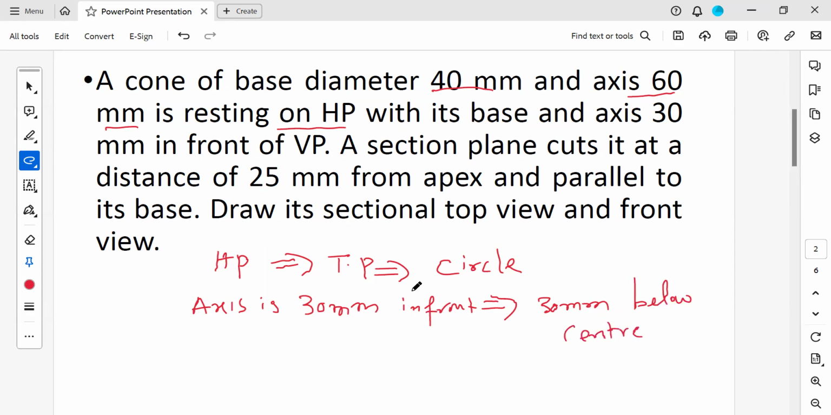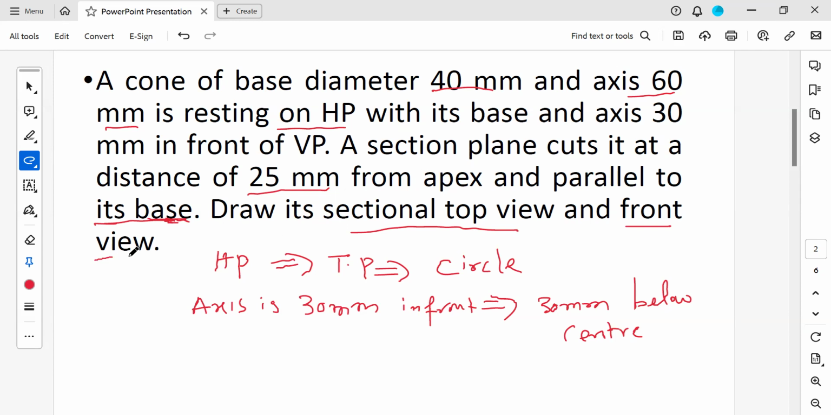Next thing is a sectional plane cuts it at a distance of 25 mm. So a sectional plane will be there which is cutting the cone at a distance of 25 mm from the apex and parallel to its base. So parallel to base means parallel to horizontal plane. Parallel to horizontal plane means it will be perpendicular to VP automatically. So in the front view, it is called the vertical trace. Draw its sectional top view and front view.